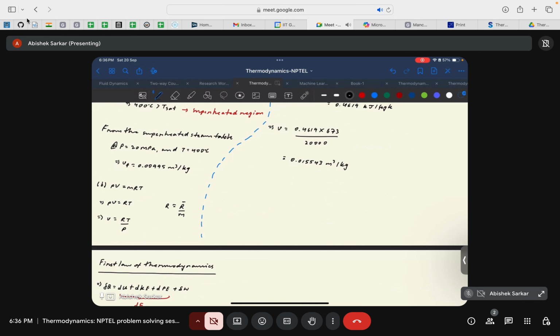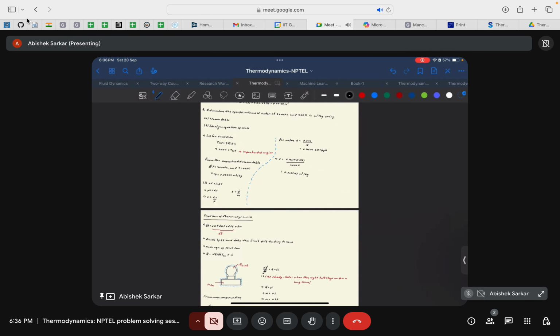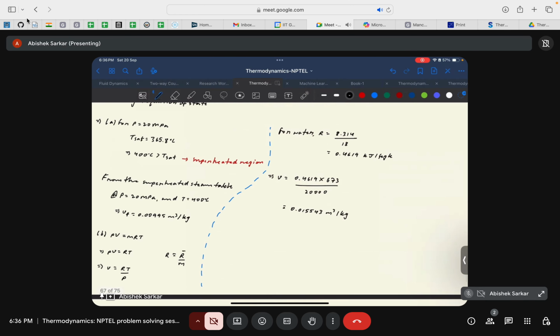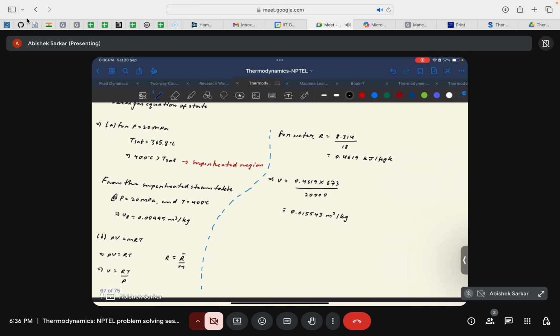So we have specific volume V is equal to RT by P. For water, the molar mass is 18. So R would be 8.314 divided by 18, or 0.4619 kilojoule per kg Kelvin. If you substitute these values of the temperature and the pressure as well, you will have V as 0.4619 times 673 Kelvin divided by 20,000 kilopascal, or 20 megapascal. So we have specific volume V as 0.015543 meter cube per kg.